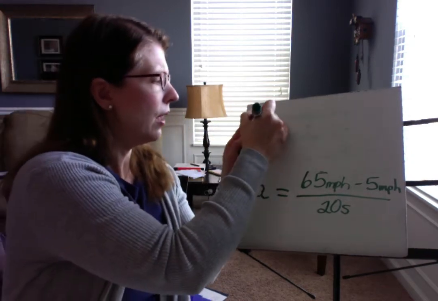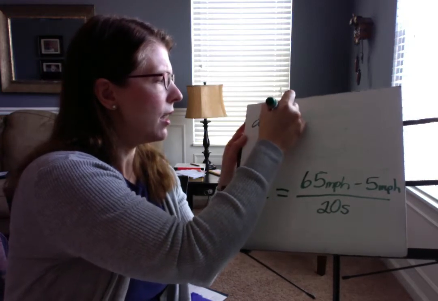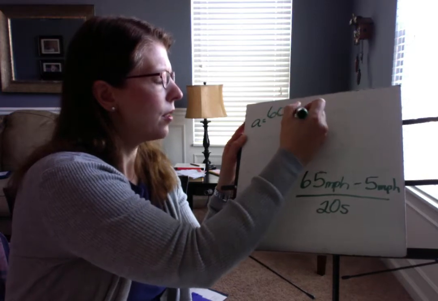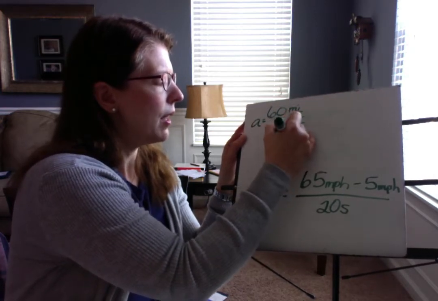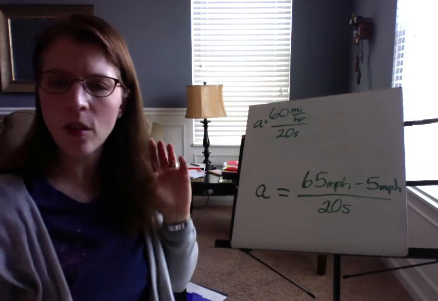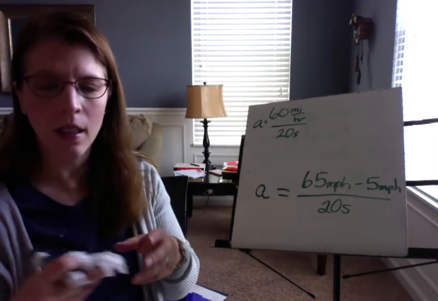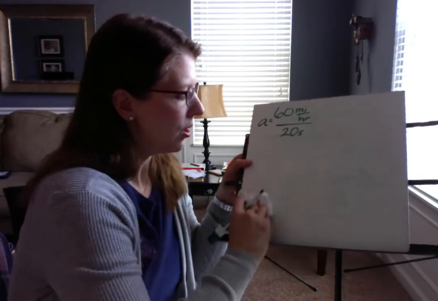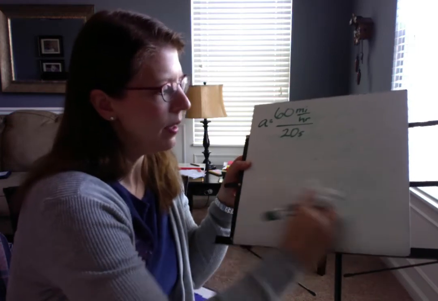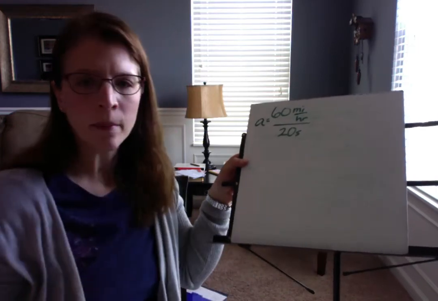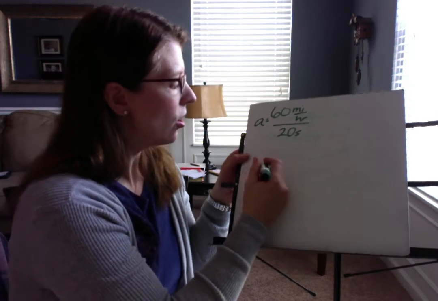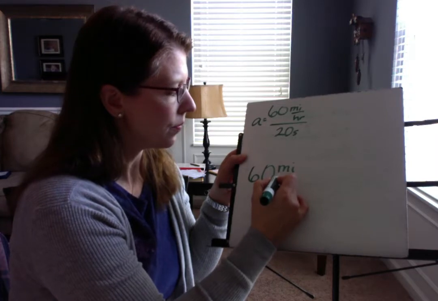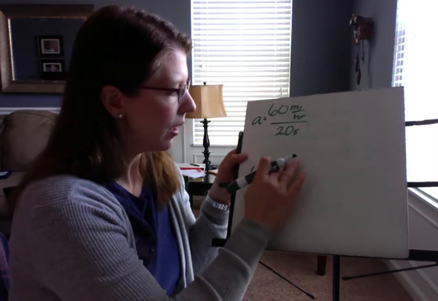So let's figure this out. If my acceleration is 60 miles per hour over 20 seconds, I need to get my time in the same units. So let's change our hours to seconds up there. Now, I think we did this a little bit first semester, but you're going to need a little practice here. So 60 miles per hour, I'm going to do it like this.